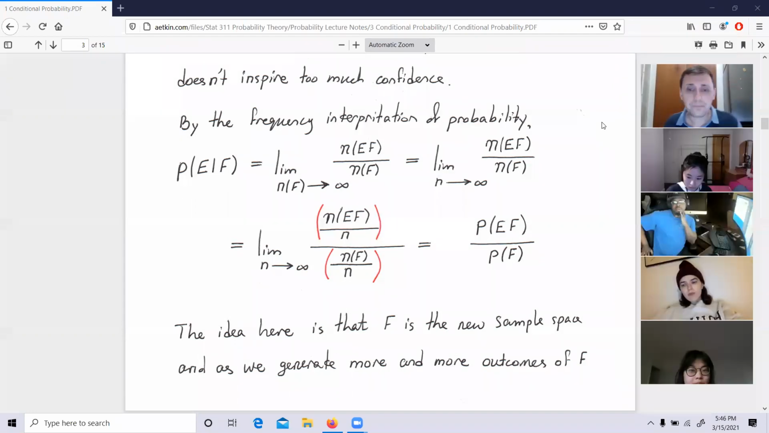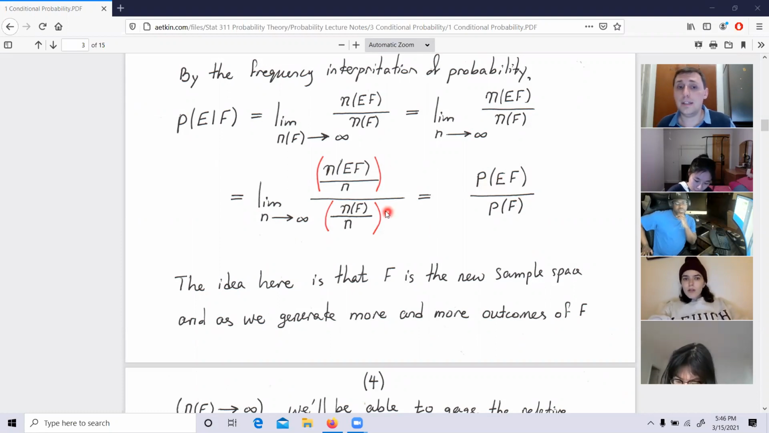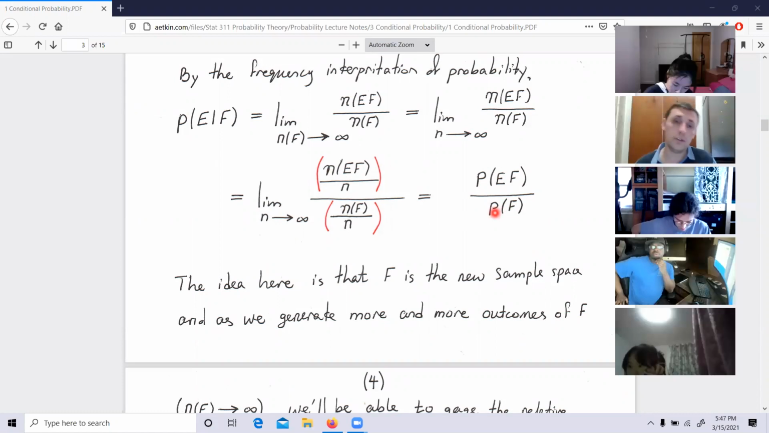So then I can take this and multiply by 1 over N in the numerator and denominator, and I see that in the numerator I get the definition of the general probability of E intersect F, and in the denominator I get the general definition of the probability of F. So making that assumption, you see why you define conditional probability of E given F to be the probability of E intersect F divided by the probability of F. Are you with me, guys?